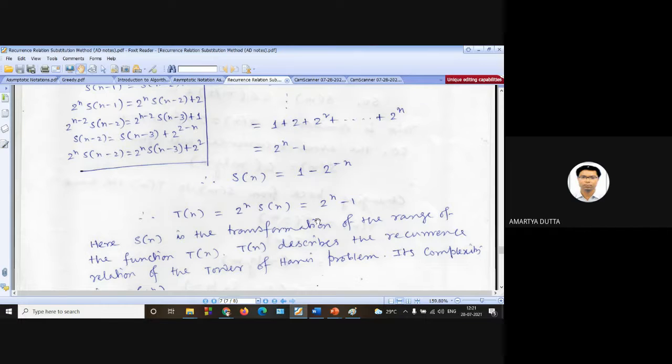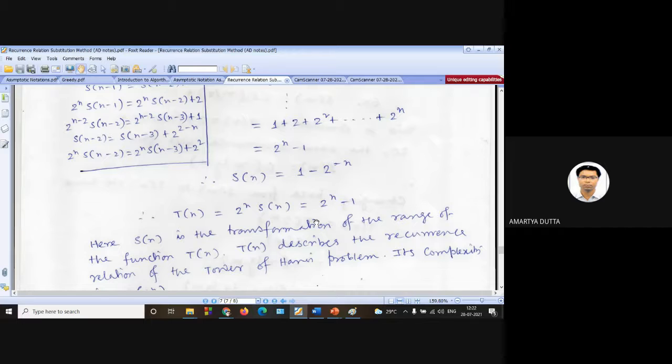Now, can you justify that the complexity of the Tower of Hanoi problem is exponential? Can you justify the answer? Tower of Hanoi will take a huge amount of time because it has exponential time complexity. If n is 64, it will take the lifetime of your earth. It will take a huge amount of time to solve this recurrence relation, that is the Tower of Hanoi problem.